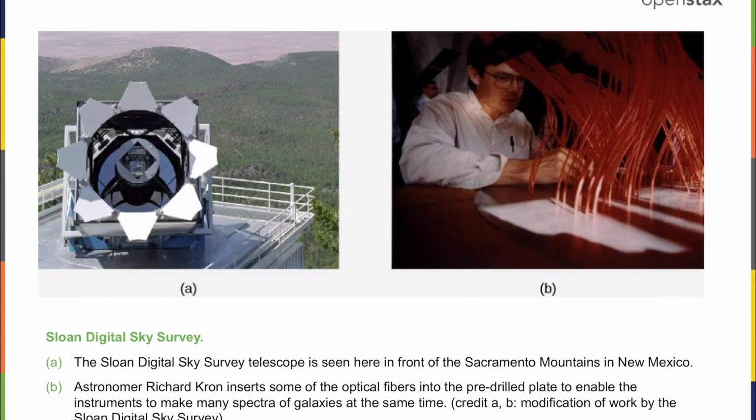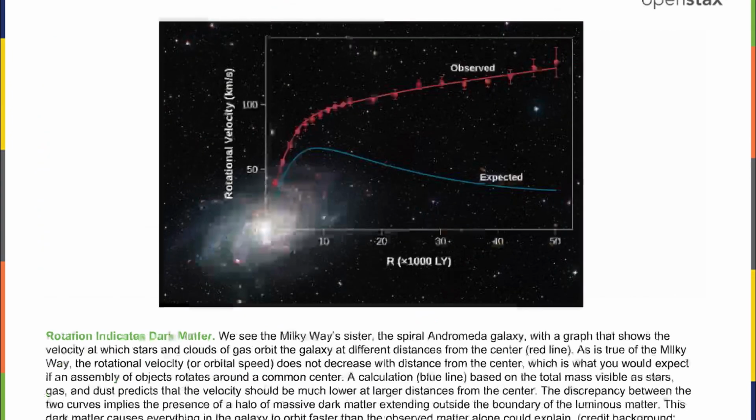Here's how astronomers collect such remarkable surveys of the sky to get the large-scale structure of the universe, using telescopes like the Sloan Digital Sky Survey's telescope shown here, in the Sacramento Mountains in New Mexico. And here is an astronomer working on an array of fiber optics for collecting huge amounts of data very quickly, and then using computers to process that data.